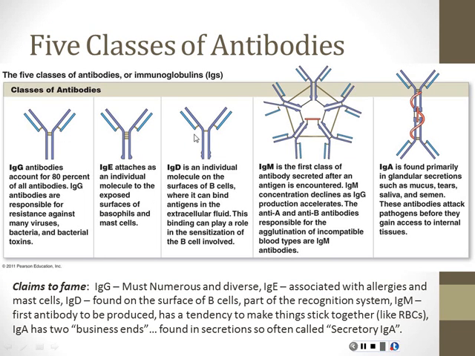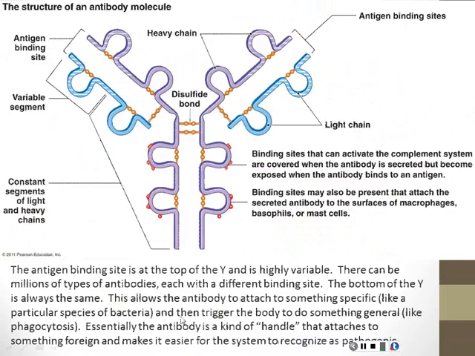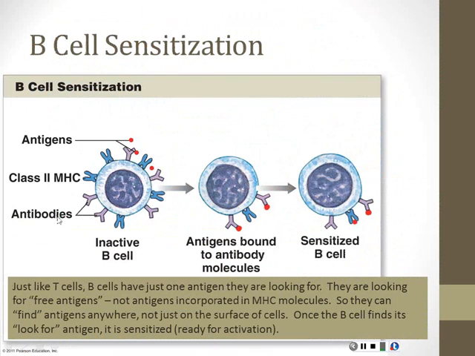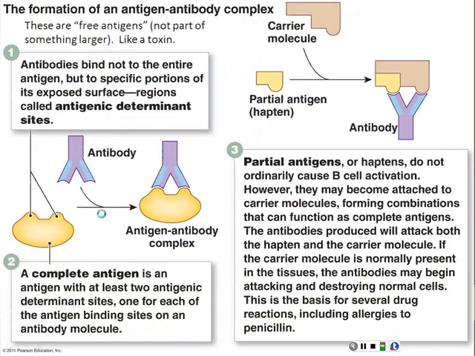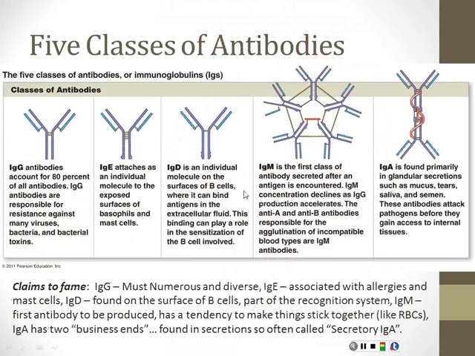All right. IgD, their claim to fame is they're actually found on the surface of B cells. They make up part of the feeler apparatus of the B cells. So if we go back in our pictures, here's our inactive B cells. These are IgDs right here, these Y shapes. So they're sort of stuck on the surface of B cells, and they play a role in sensitizing the B cells. So that's IgD. It's part of that recognition system.